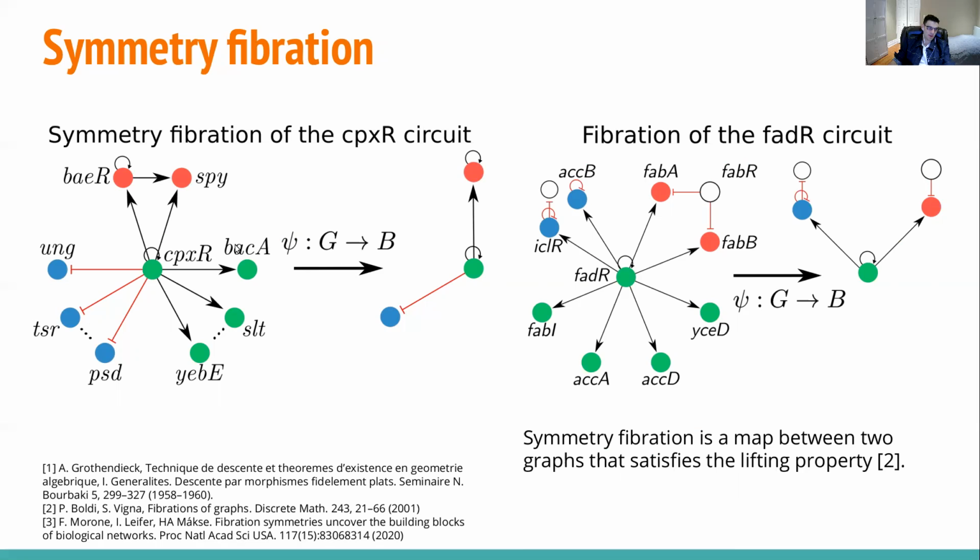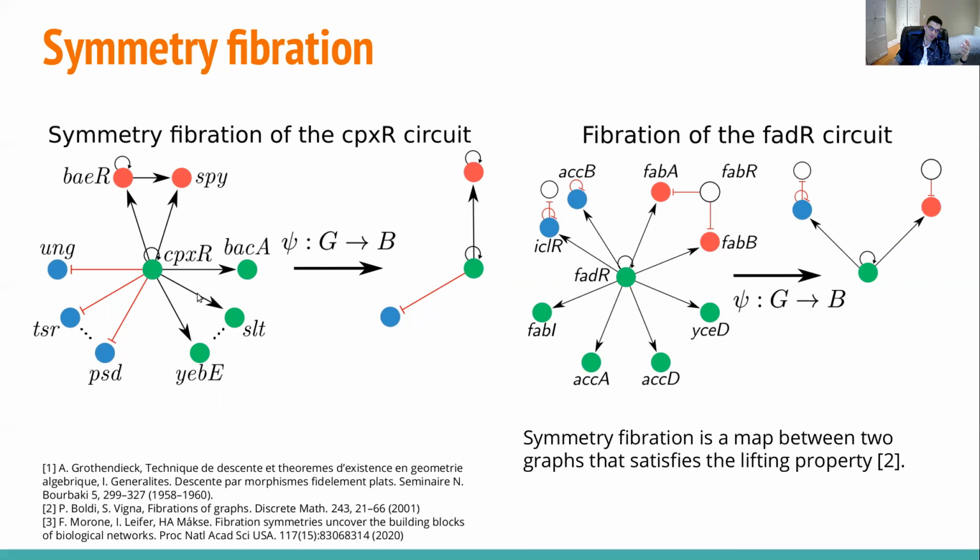But here let's think of symmetry fibration as the following. Let's think of it as a map from the graph to the base of the graph. So this is called the base, the target of the fibration. So fibration is the map between two graphs. It takes this graph that is called the universal total graph, let's just refer to it as the graph, and the base. So this is the target graph.